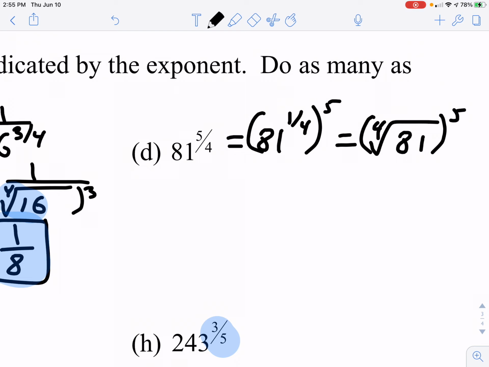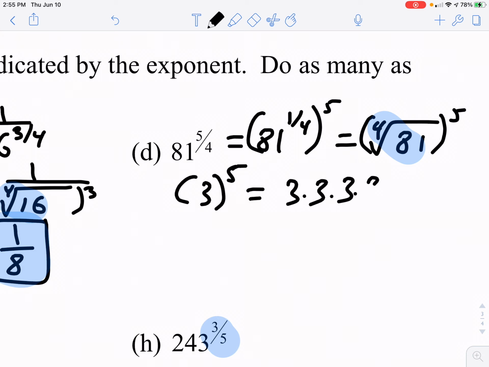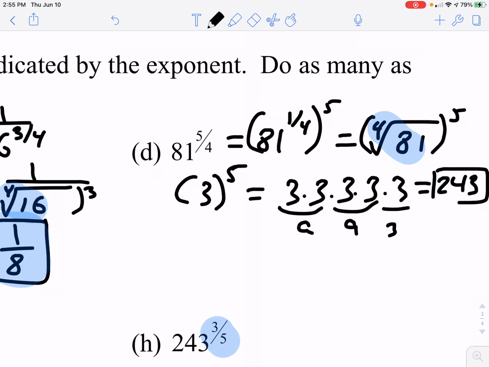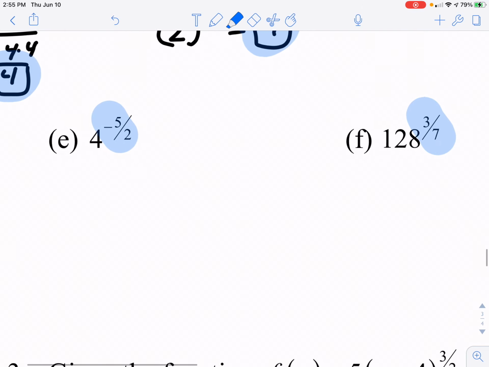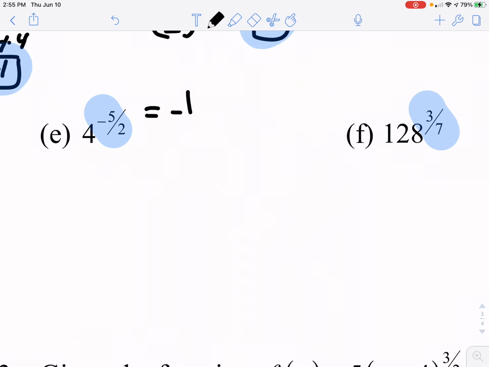Well, the 4th root of 81, I'm looking for a number that multiplies times itself 4 times to get 81. Well, the 4th root of 81 would be 3. And I'm going to take 3 and raise it to the 5th power, which would be 3 times 3 times 3 times 3 times 3. Well, 3 times 3 is 9, times 3 is 27, times 3 is 81, and then times 3. So 81 times 3 would be 243.